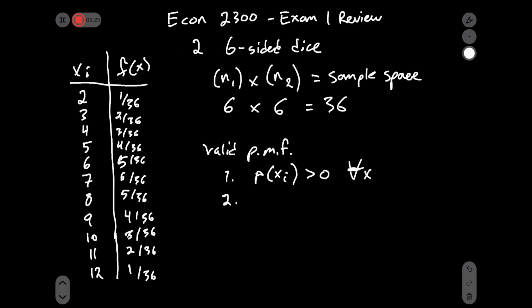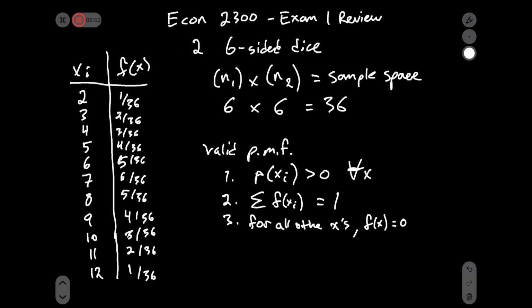The second condition is that if we were to sum together all of these values, all of these probabilities, so we could say sum up all of these different probabilities, then this will equal 1. And I guess sort of a third here would be a side note, and that is, for all other x's, not in this table, the probability of that x is equal to 0. Okay, which I explained that bit in the beginning.